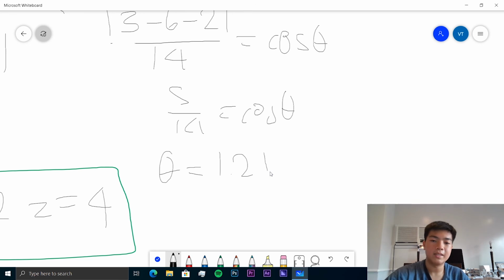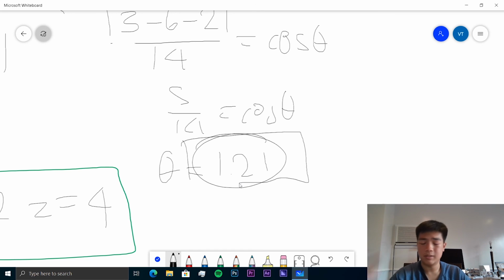What has the book done? This should be 1.21 radians. They gave 0.365, and that's weird. It should be 1.21, unless they've expressed it in terms of pi. It might be 0.365 pi. So yeah, this answer is correct.